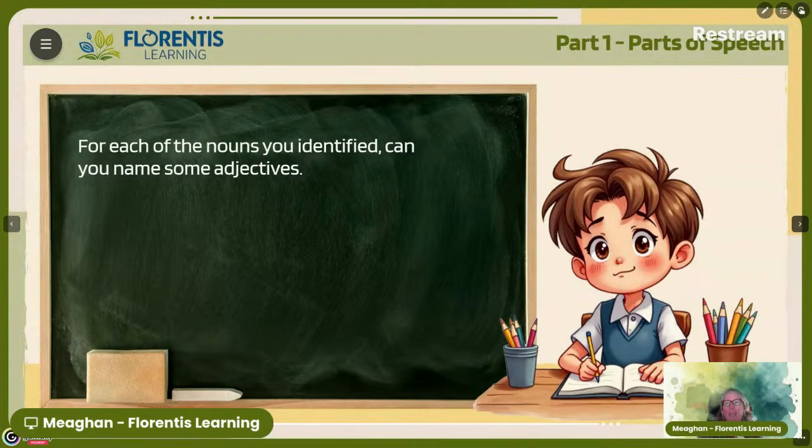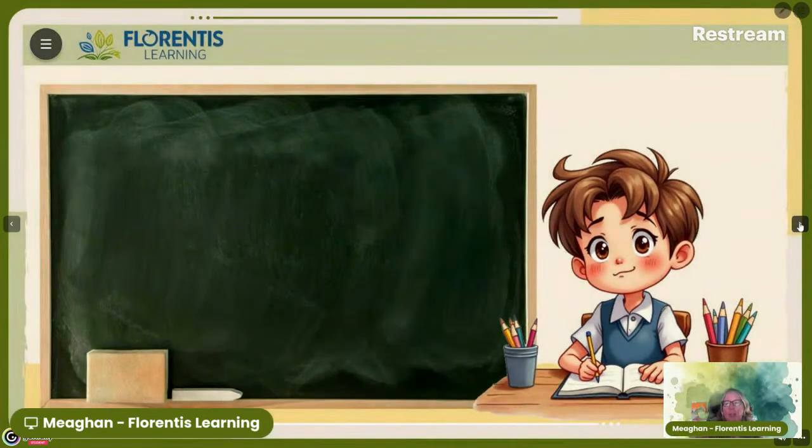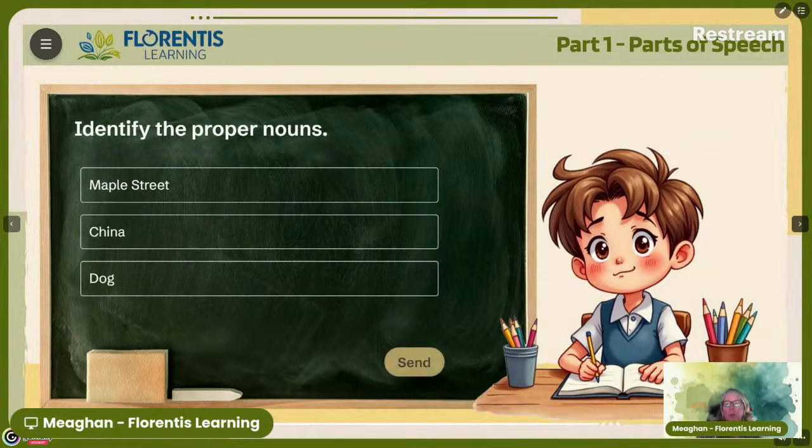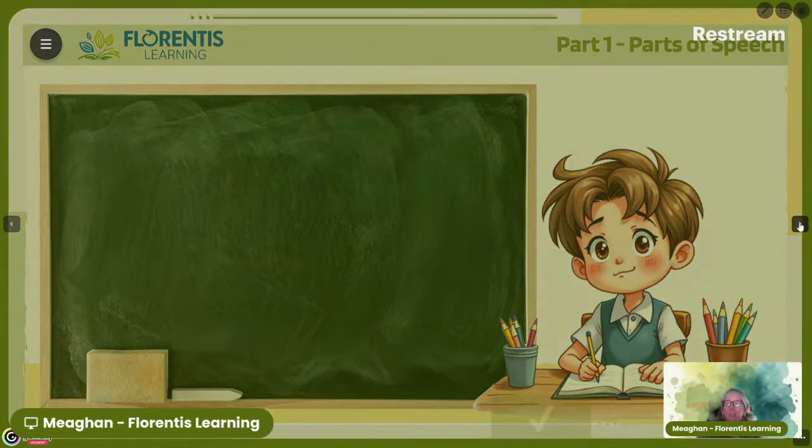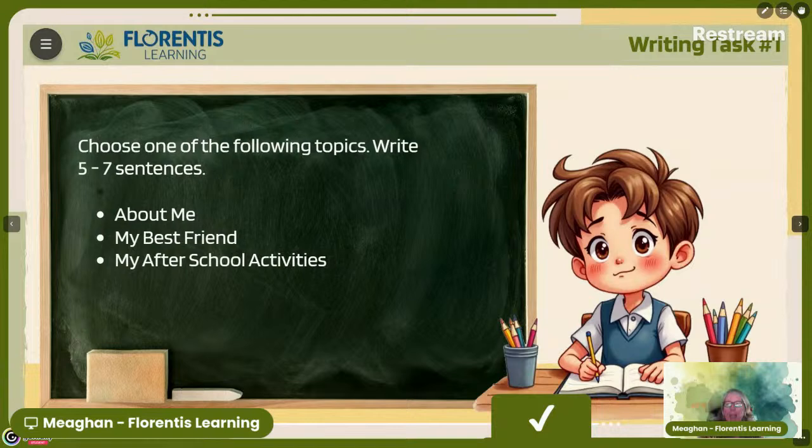And then we're asking them to name some adjectives. We're asking them to identify proper nouns. And then we're into a writing task: 5 to 7 sentences about one of these topics. You can use a whiteboard. You can use the chat. You can do it however you want to do that.